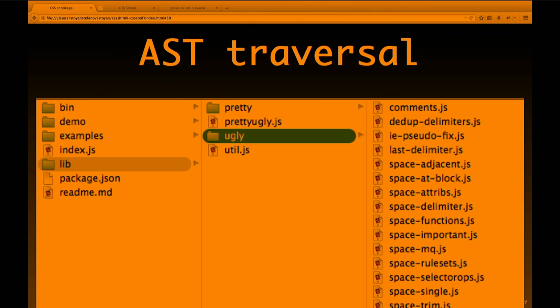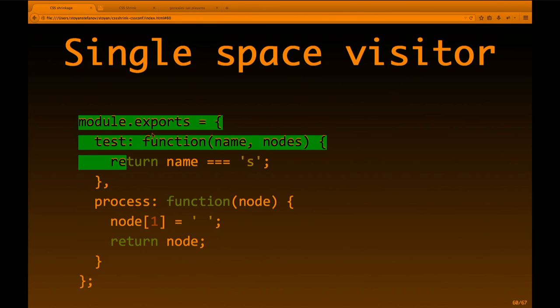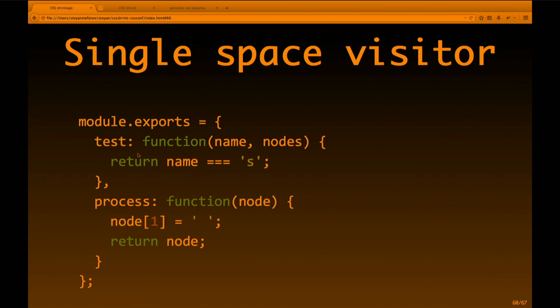Just a quick thing, if you want to contribute to the project, it's using this visitor pattern where any CSS transform is a visitor and lives in different files, so it's kind of manageable, and it looks like this, right? If you want to add a feature, you create a module that contains a test and a process method. You test whether or not you should do any transform here, and then you do it in the process method. This is an example of how simple it is to make all the spaces consistent, right? Any tabs, new lines, and so on.